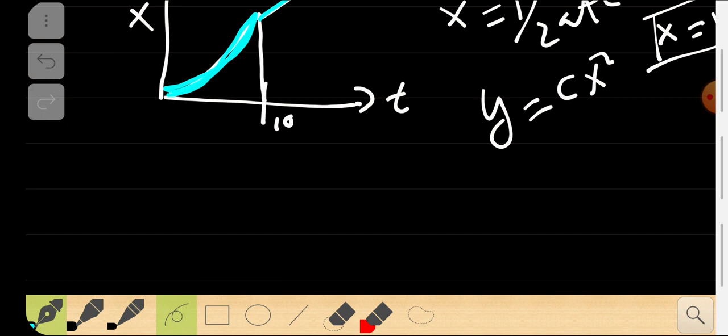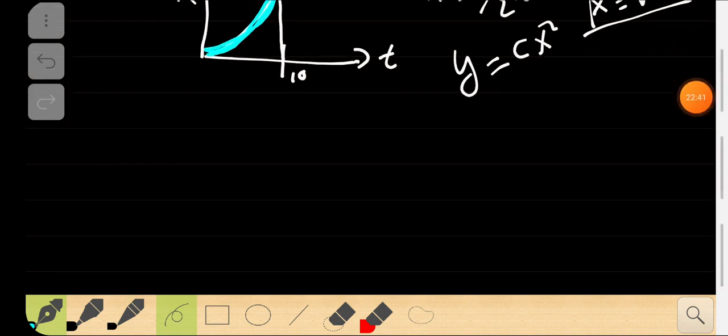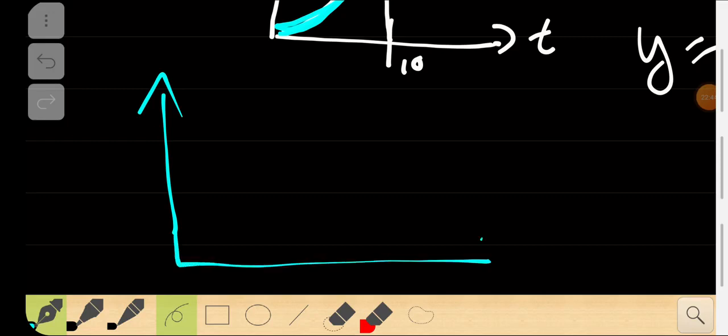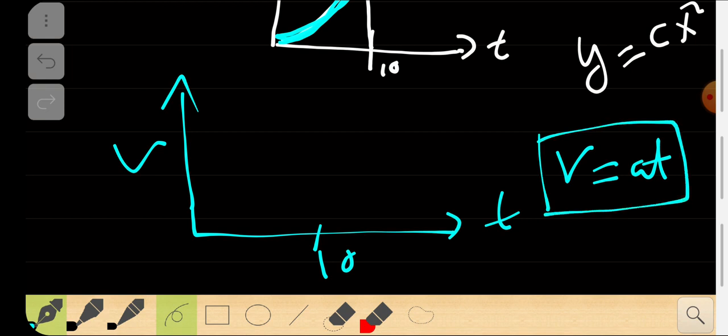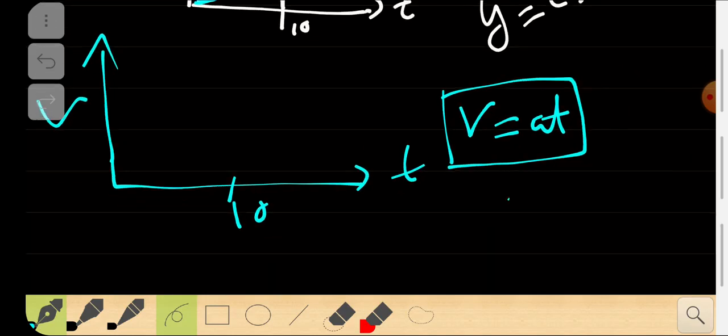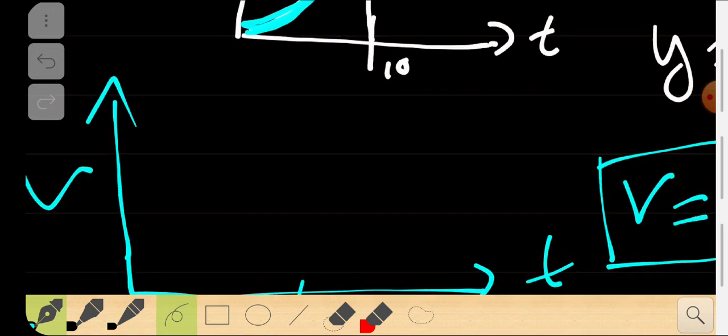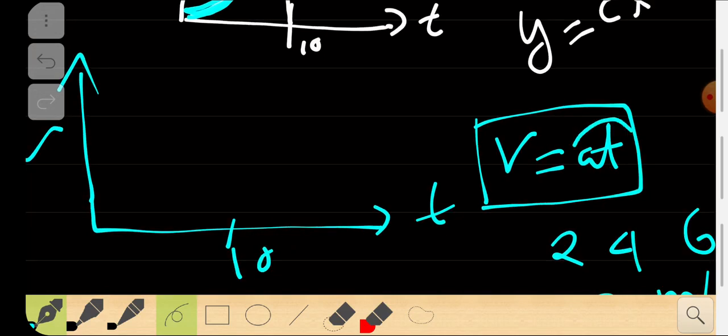Now if you want to look at the velocity versus time graph, in the first 10 seconds the velocity is changing, v is equal to at. So it's changing, 2 times 10, that's 20 meter per second. So in the first second it will be 2, second second it will be 4, third second it will be 2 times 3, which is 6. So it will go like that, and in the 10th second it will be 20 meter per second. So that's the velocity change. It's changing steadily with a slope of a, right?